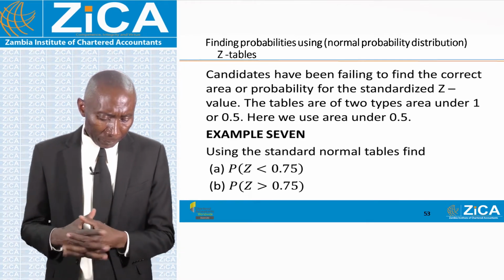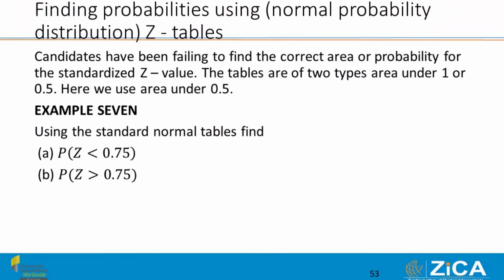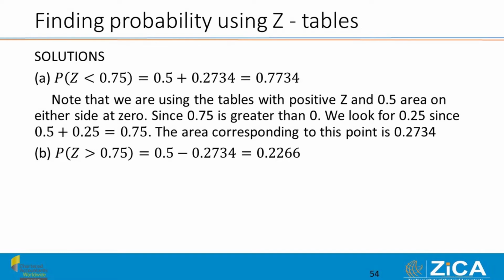So if you look at example 7 here, using the normal tables to find the probability of Z being less than 0.75 or the probability of Z being greater than 0.75. Now, for less than 0.75, 0.75 is greater than 0, so this value is on the right-hand side. Since we are saying the area less than, it includes the other half of the table, which is 0.5. The table will give you the area, which is 0.2734. So you add this area to 0.5. That is how we get 0.7734.